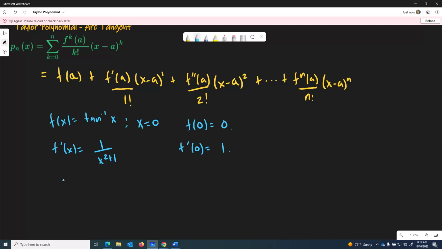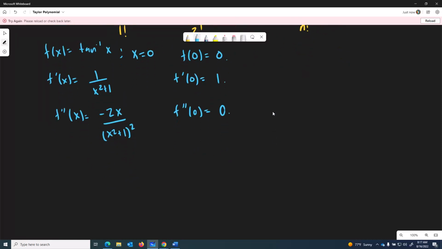Now, if we take the second derivative, that's going to be negative 2x divided by x squared plus 1 to the second power. But when you plug in the 0, that's just going to be 0.